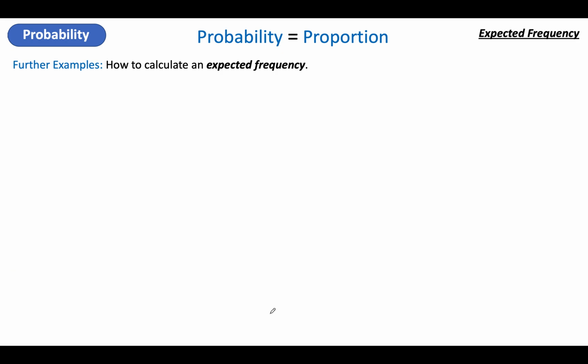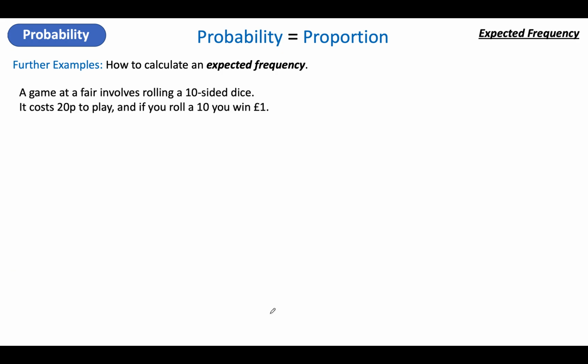Let's have a look at this though. What about this? I've got a game at a fair that involves rolling a 10-sided dice. Fair enough. It costs 20 pence to play the game, and if you roll a 10, you win a pound, right? So the win here is rolling a 10. And I get a pound if I do that. So sounds fair enough. Only 20p to play.